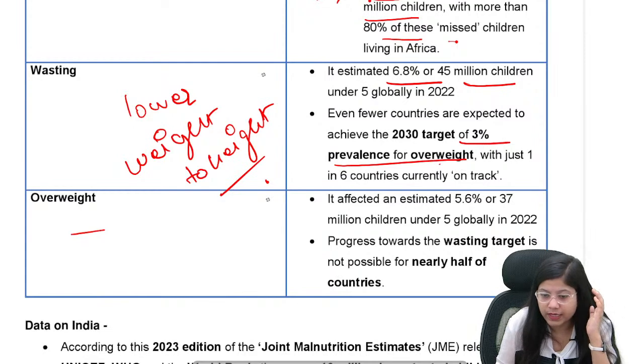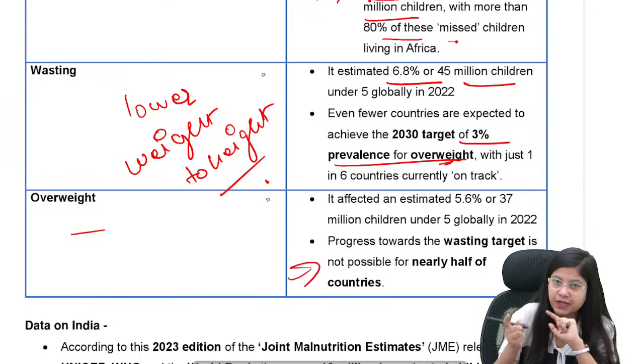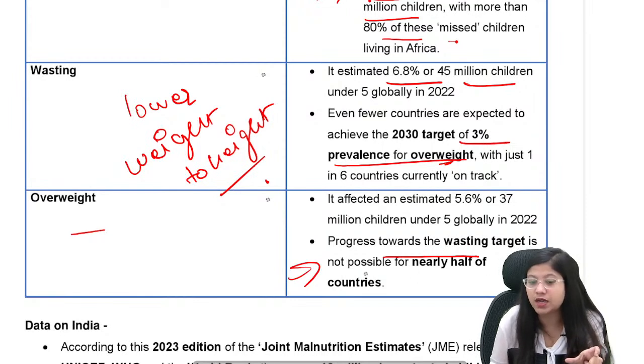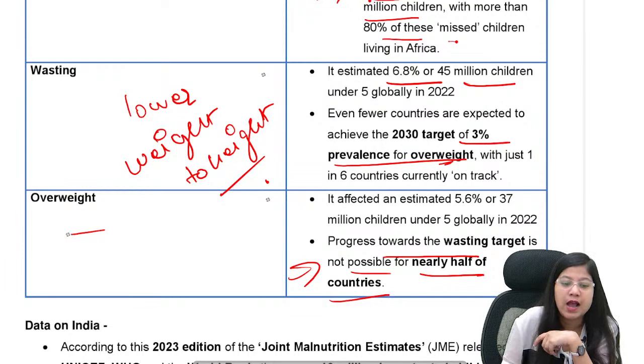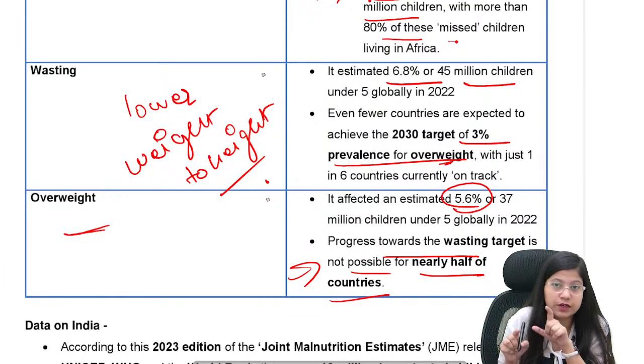Here only the overweight target is written, so it should be here. Okay, so these 2 points have been swapped. Don't worry, I will make the correction in the final PDF which you will get. So progress towards the wasting target is not possible for nearly half of the countries. This is the forecast. As far as overweight is concerned, 5.6% of the total children in the world under 5 are overweight.